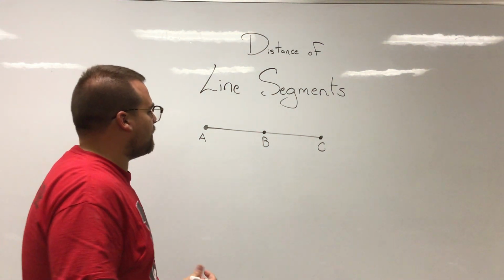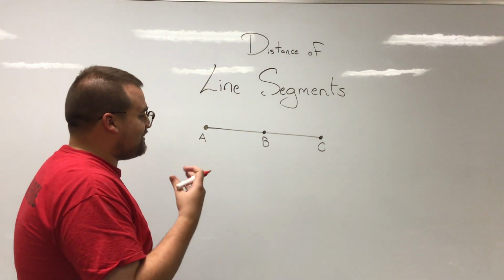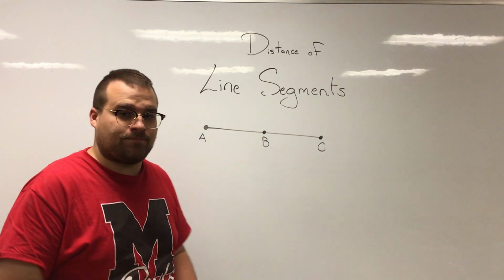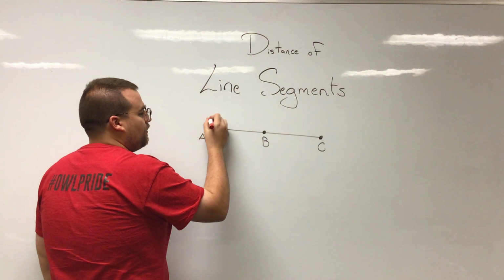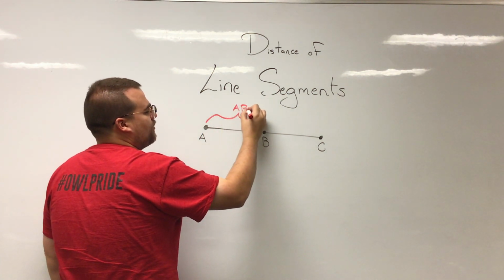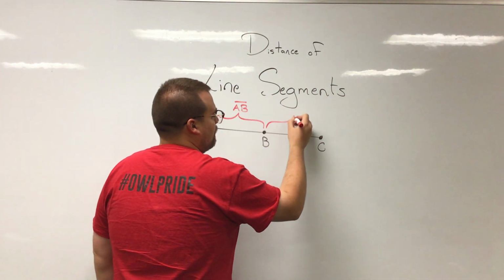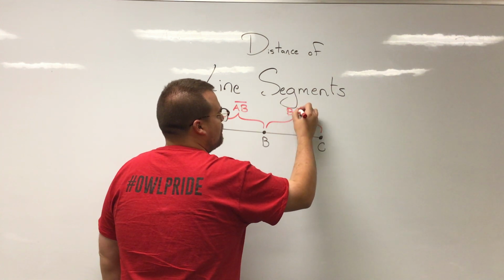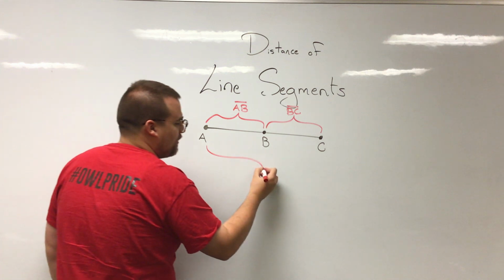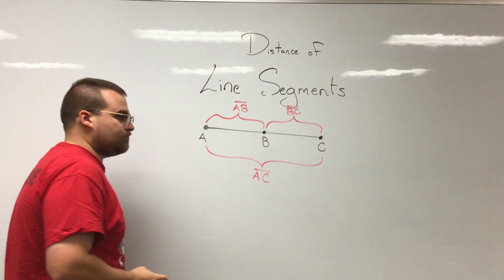So here's what I want us to think. I have this line segment here, and I have a point B somewhere in the middle. Now, technically, we actually have 3 line segments that we're looking at, right? We have line segment AB right here. I'll label that line segment AB. We have line segment BC right here. And then this whole thing is line segment AC.